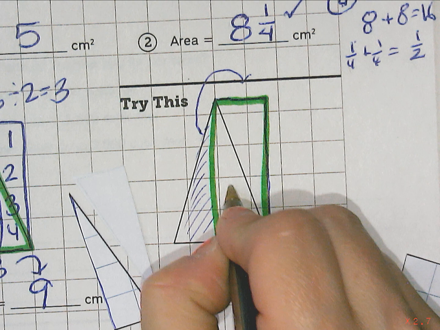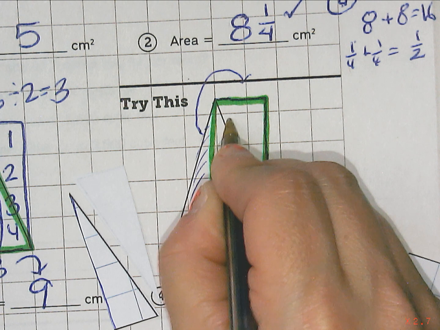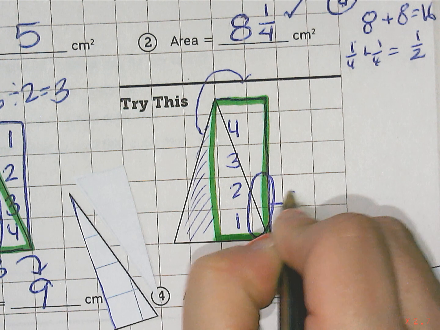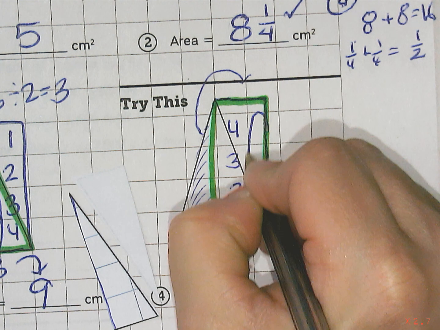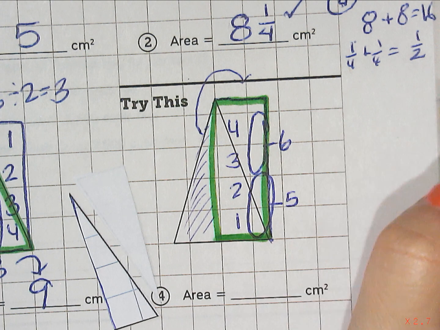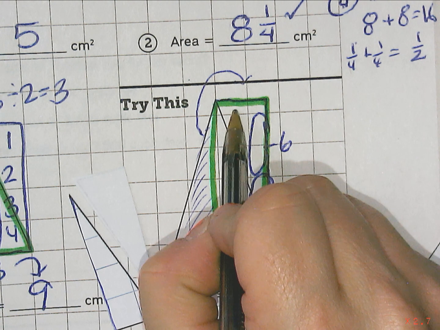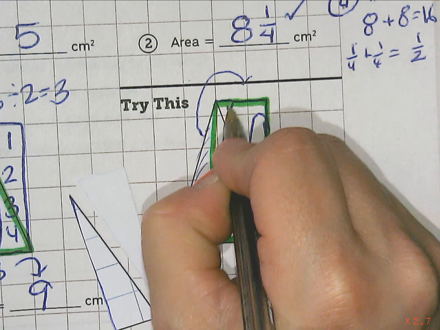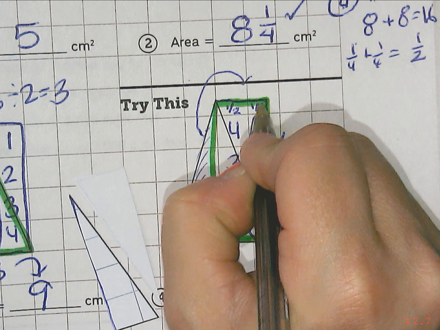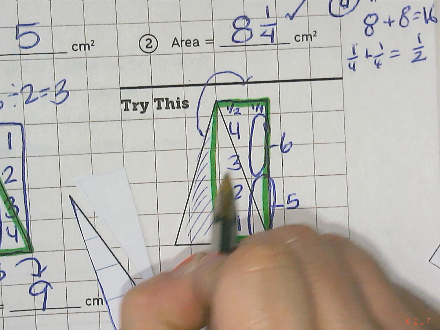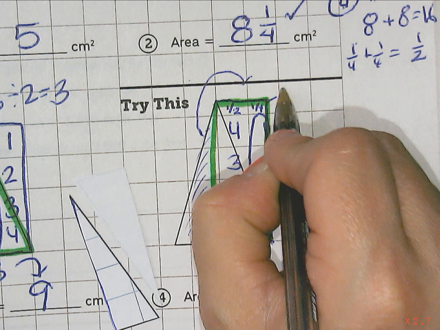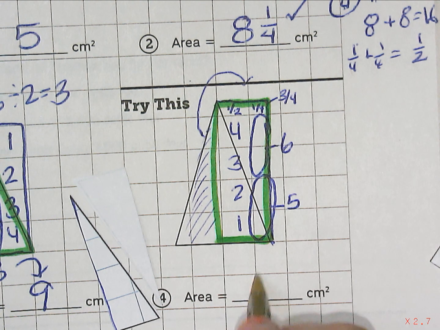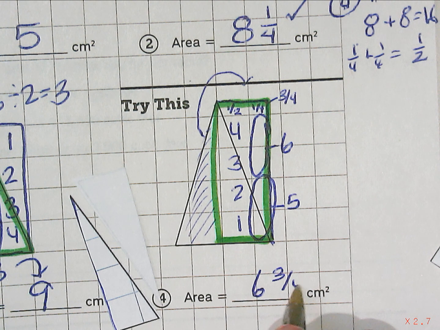1, 2, 3, 4. These two halves together make 5. These two halves together make 6. Well, I can see why this one gets a little tricky because I have a half and a quarter. However, these are benchmark numbers for me. I know those because I know a half plus a quarter. A half is the same as 2/4. So a half and a quarter is 3/4. So I have a total of 6 and 3/4 squares.